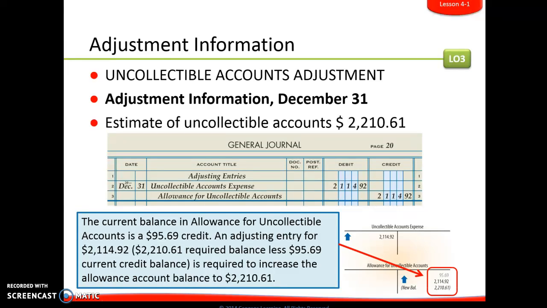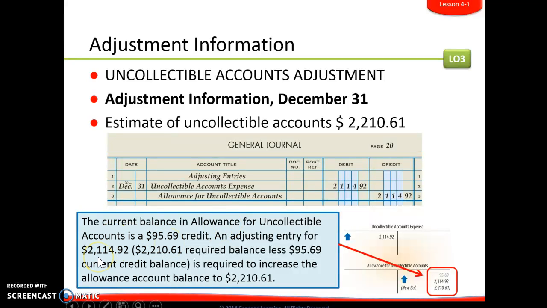Okay, so first we're looking at our uncollectible accounts adjustment. The adjustment information is for December 31st. It says estimate of uncollectible accounts is $2,210.61. So here is the allowance for uncollectible, that estimate of uncollectible accounts. It says the current balance of the allowance for uncollectible is $95.69.